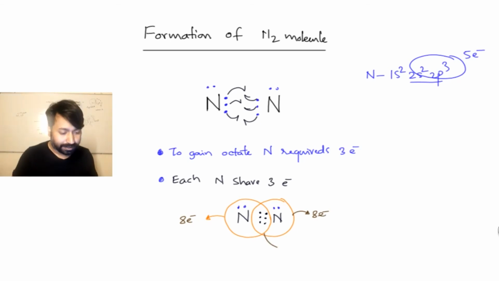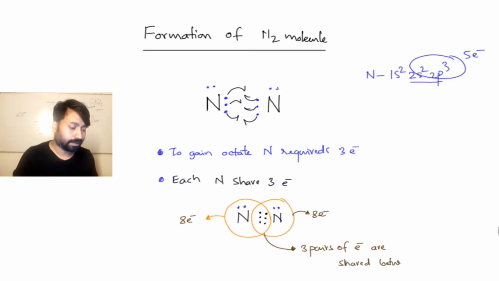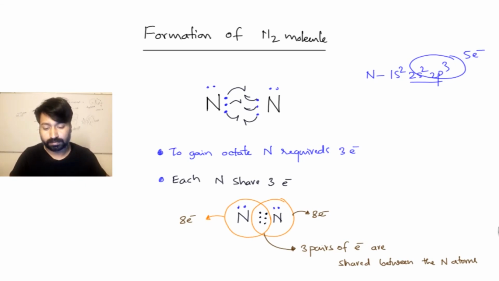Now whatever the shared electrons are, 3 pairs of electrons are shared. Let me write that a total of 3 pairs of electrons are shared between the nitrogen atoms. So this is all about the formation of nitrogen. We'll see one more example and then we close the discussion, students.